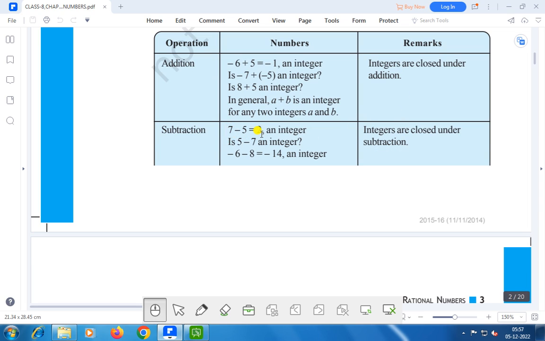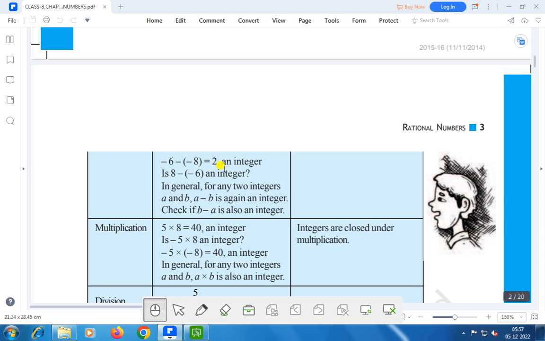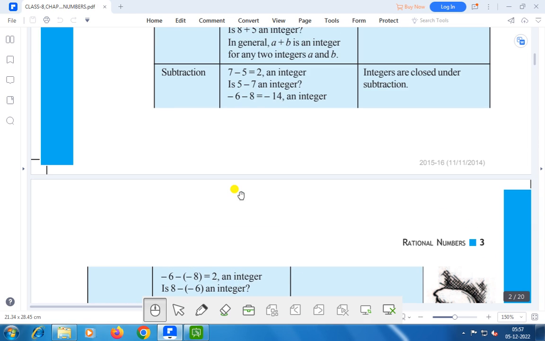Here you see 7 minus 5 equal to 2, an integer. 5 minus 7, an integer. Minus 6 minus 8 equal to minus 14, an integer. Like this, minus 6 minus of minus 8, 2, an integer. 8 minus of minus 6, an integer. In general, for any two integers a and b, a minus b is again an integer. Check if b minus a is also an integer. Yes, it is also an integer. That means you can say that integers are closed under subtraction, right?